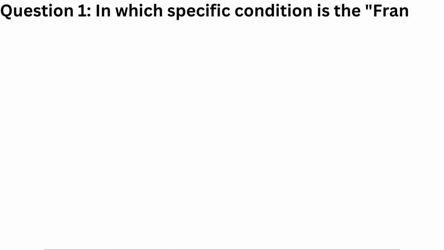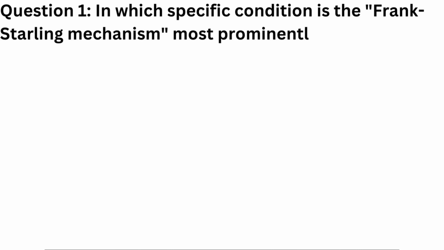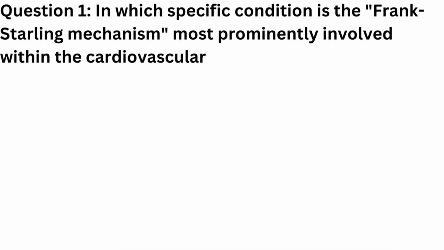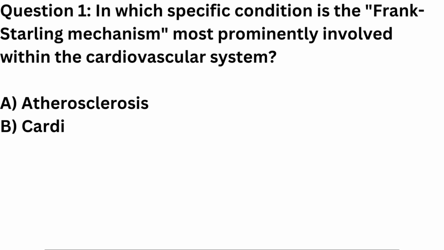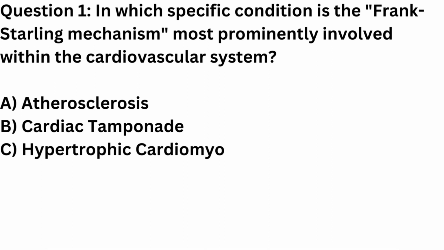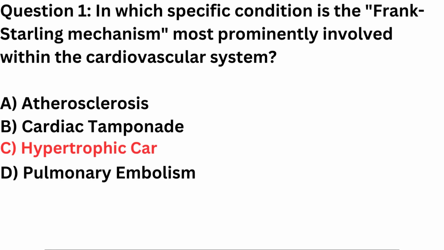Question 1. In which specific condition is the Frank-Starling mechanism most prominently involved within the cardiovascular system? A. Atherosclerosis. B. Cardiac tamponade. C. Hypertrophic cardiomyopathy. D. Pulmonary embolism. Correct answer is C. Hypertrophic cardiomyopathy.